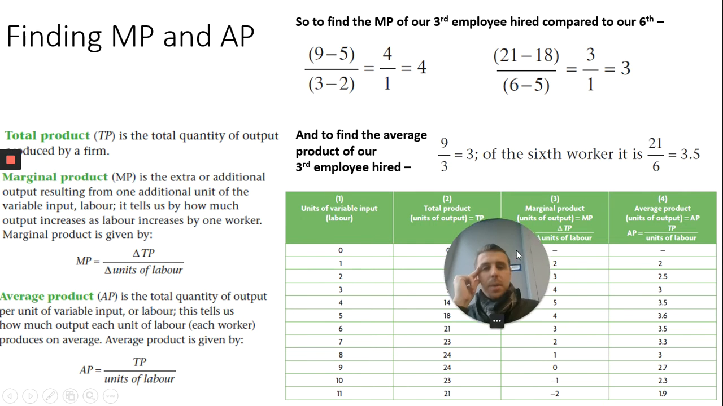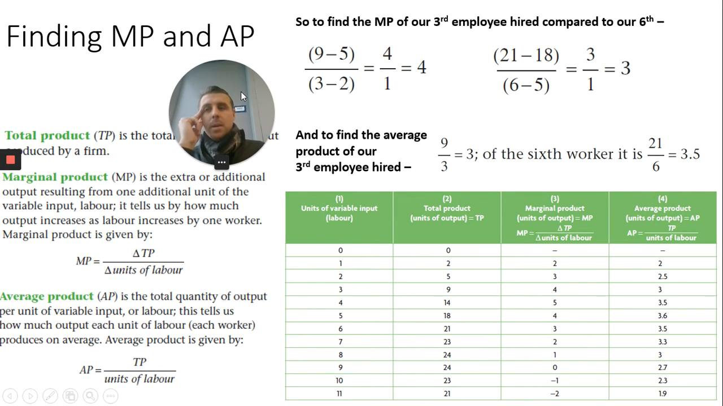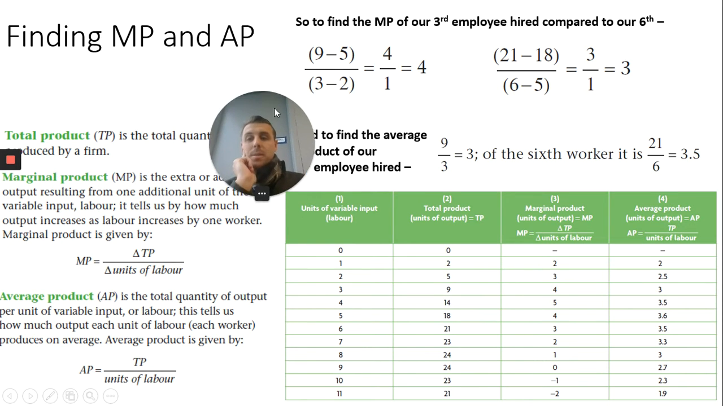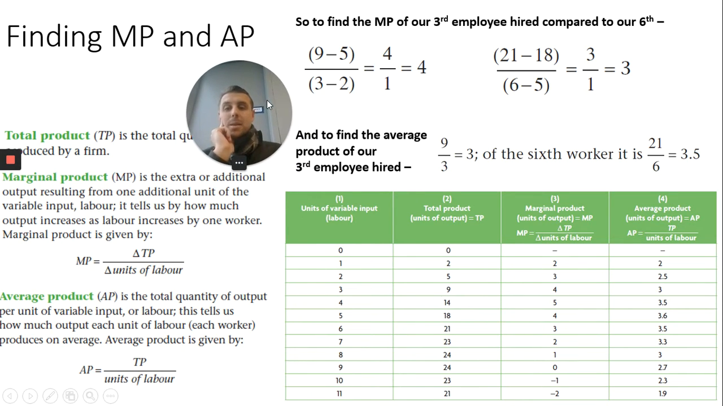So as I've said, the math is pretty simple here. So we're trying to find marginal product and average product. Again, marginal product is just the amount added by adding 1 more unit of variable resource, in this case, 1 more employee. So it looks pretty crazy, but it's really simple. We're just trying to figure out how much 1 more employee adds. So we're trying to find the marginal product of our 3rd employee and our 6th employee.